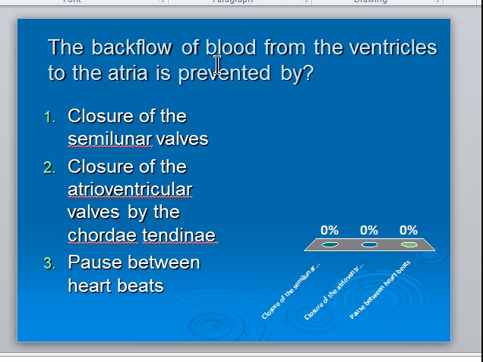And this one, the backflow of blood from the ventricles to the atria is prevented by, this is from ventricles to atria, so it will be the atrioventricular valve. So it is this one, closure of the atrioventricular valves by the chordae tendineae. So remember, it's the chordae tendineae which close the atrioventricular valves, and in the semilunar, it's the sinuses filling up with blood that closes the semilunar valves.